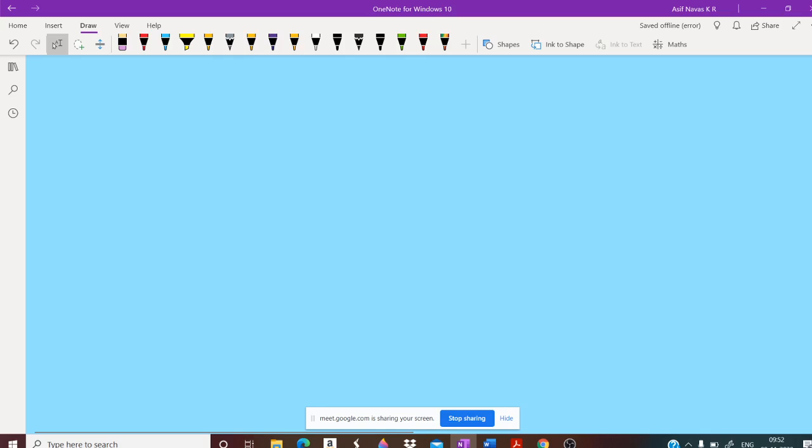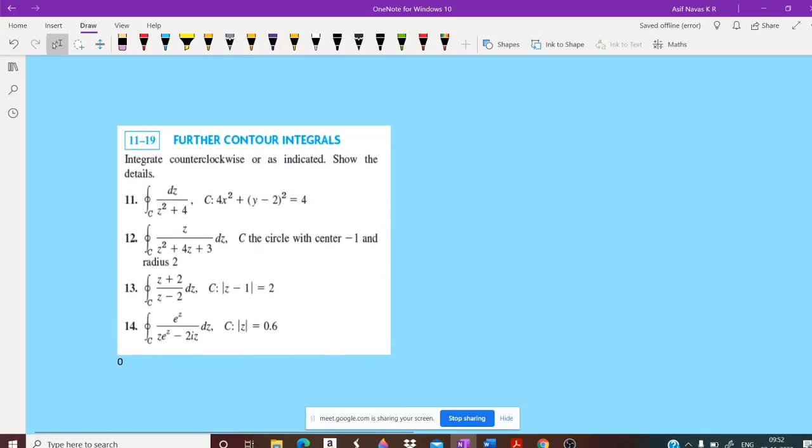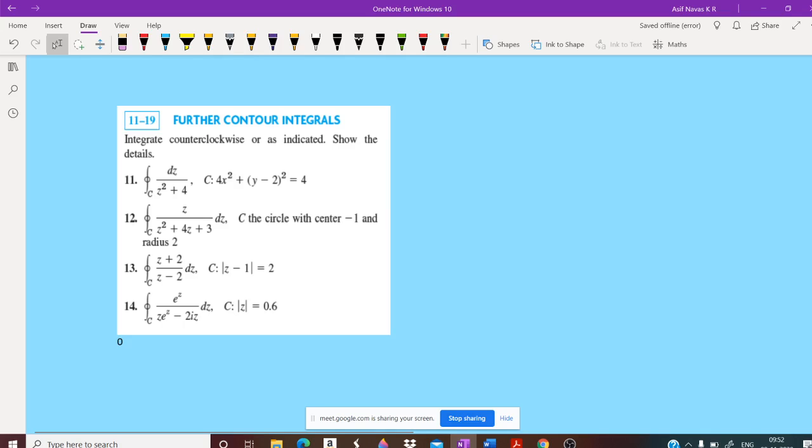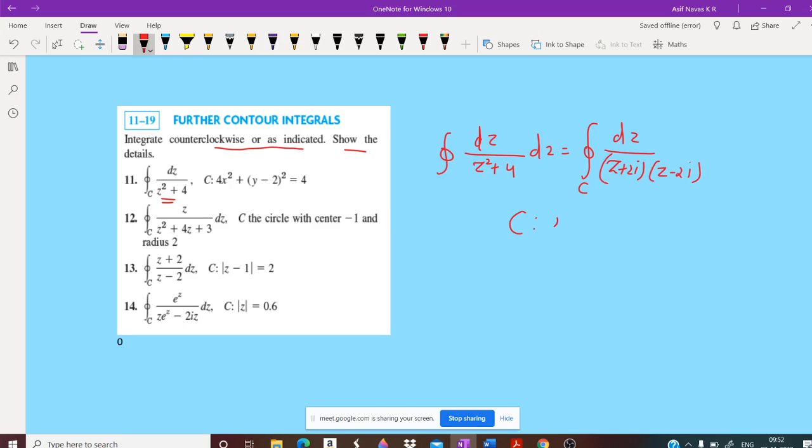Okay, now I will just discuss a textbook problem. Here also we want to find this integral. The integral over C of dz divided by z square plus 4, where z square plus 4 you can write as (z plus 2i) into (z minus 2i). And here C is given as an ellipse, 4x square plus (y minus 2) all square is equal to 4.